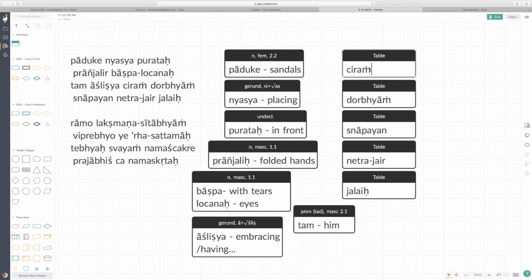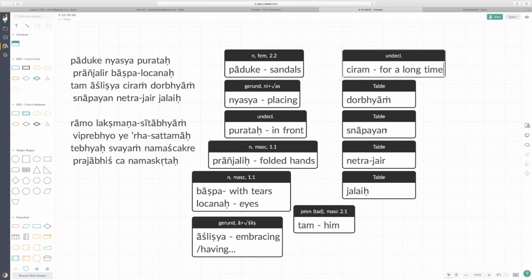Long time. Yeah, long time. And again, that anuswara is a product of original M. Long time. And is it a noun or undeclinable? It's undeclinable, yeah. Chiram, like for a long time. In other words, it becomes sort of an adverb. For a long time.